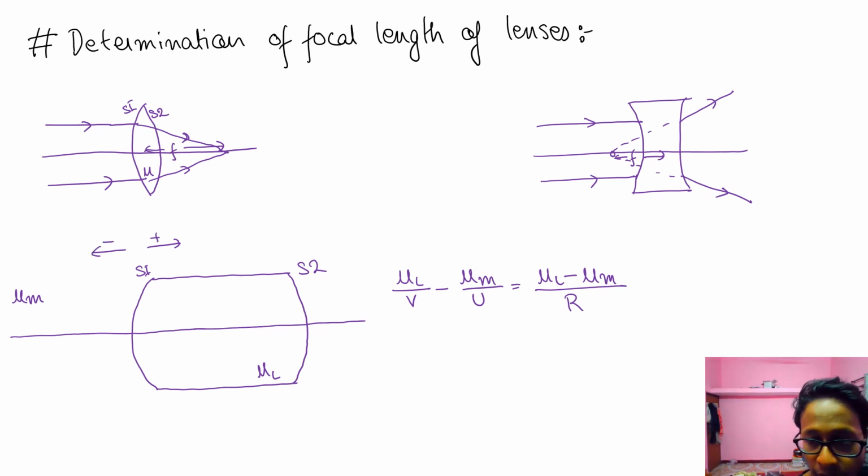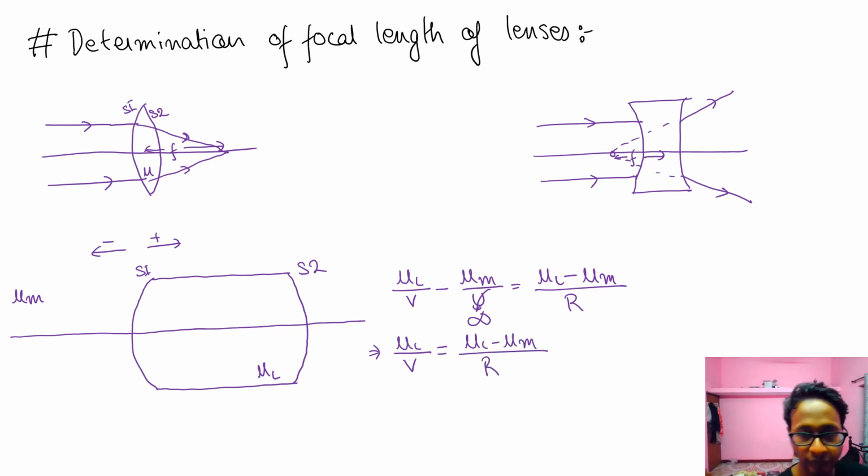U is nothing but infinity for the object. So can I simply say, mu of lens by V, where the image is formed for this curved surface. For this curved surface, there is an image formed somewhere out here. So that is given by V is equal to mu of lens minus mu of medium divided by R. Now the main thing actually occurs out here. You always have to remember what the image formed.